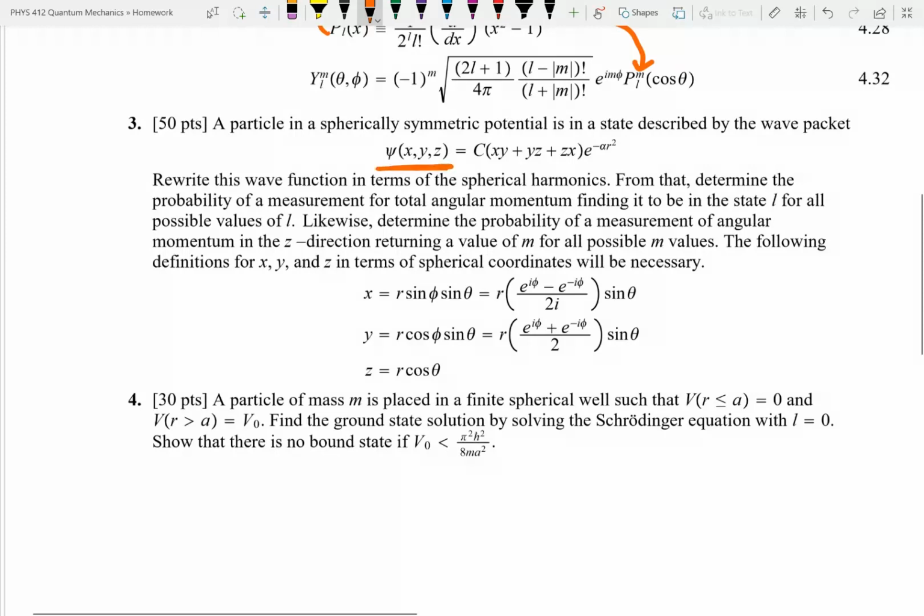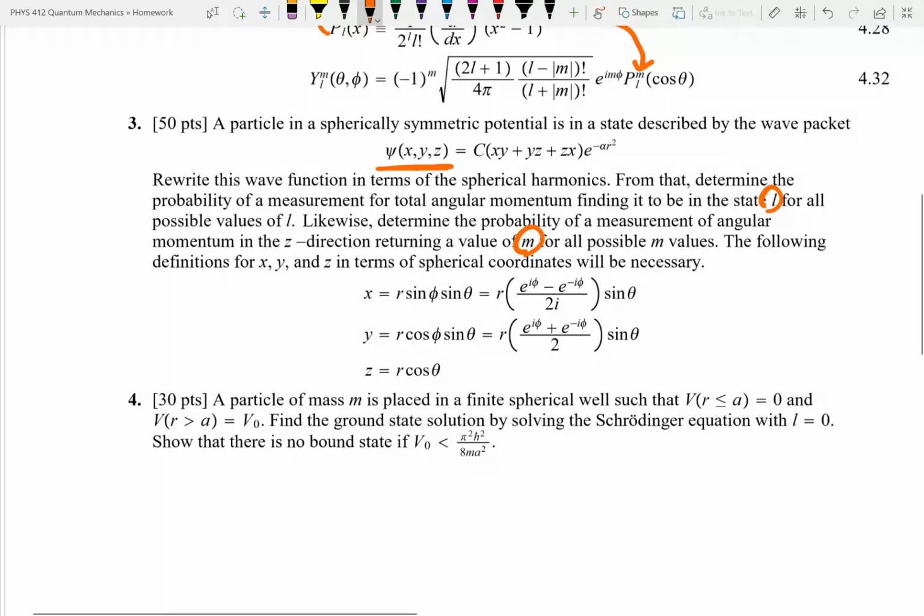This is our wave function. It's a superposition state of spherical harmonics. Your goal is to find the probability of a measurement giving different values for L: what's the probability of L equals 0, what's the probability of L equals 1, what's the probability of L equals 2, and so on. And then what's the probability of a measurement giving you different values of M.